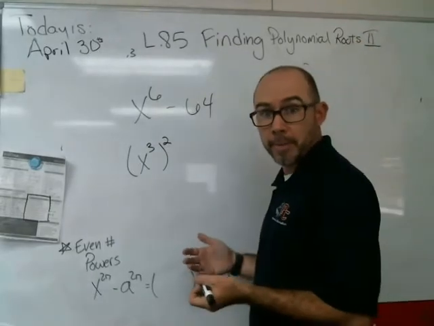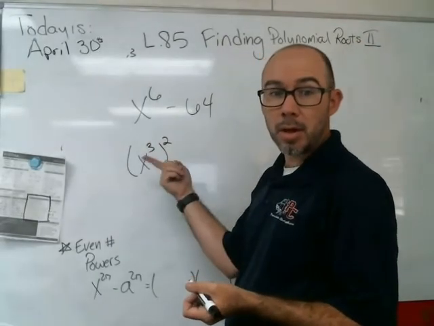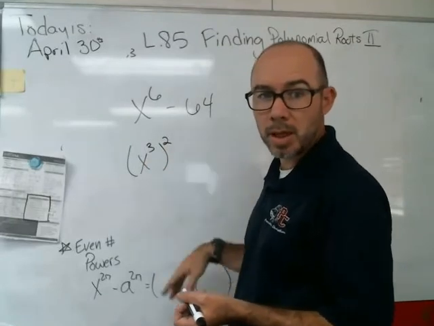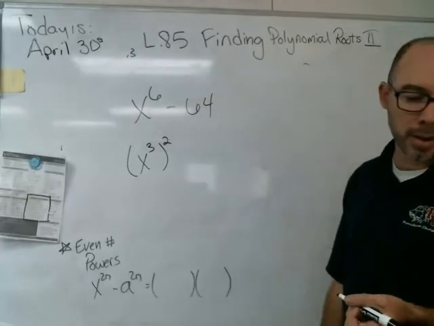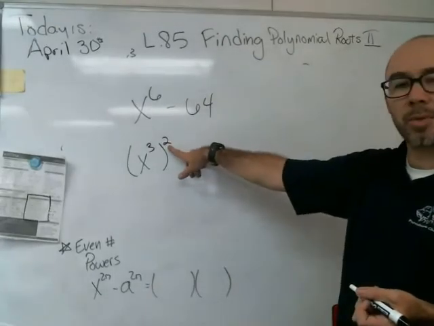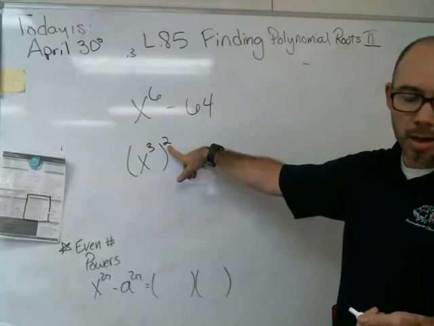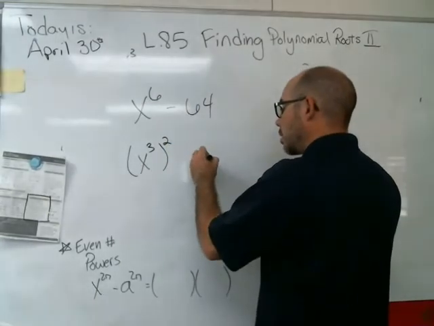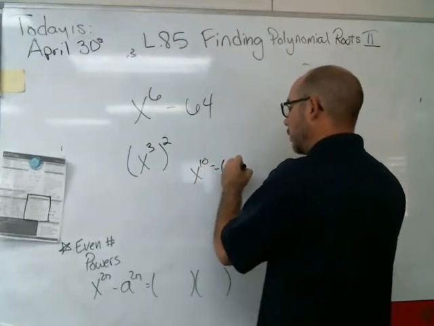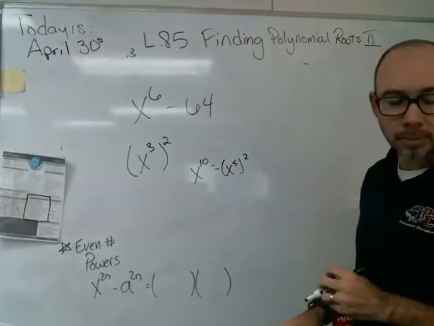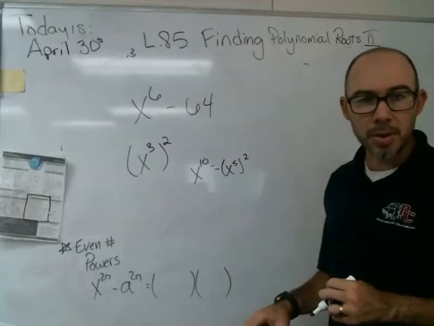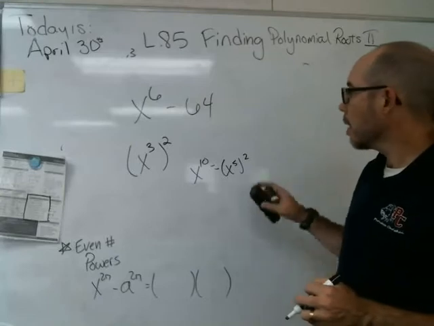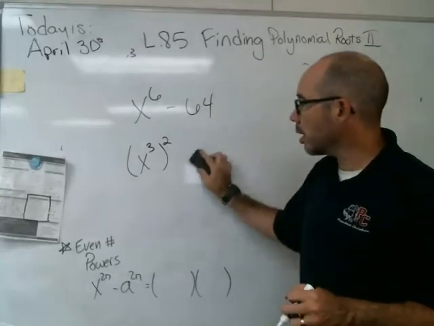Or if you need to, you can turn that around and have the squared in here and the cubed out there, but we're talking about even powers here. So let's focus on the fact that we can break it down to something squared. x to the 6th is this. x to the 10th could be rewritten as x to the 5th, squared. I'm going to do a little substitution for you today. I think I've done this before in class. But let's start with this one.